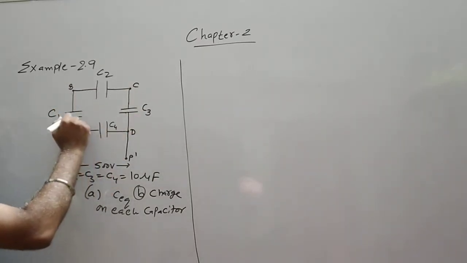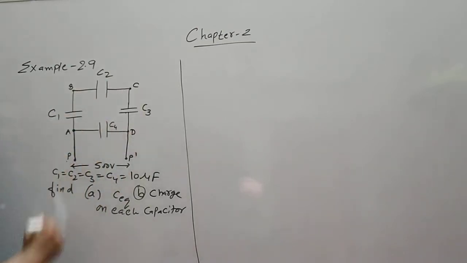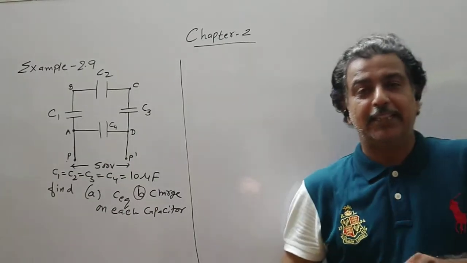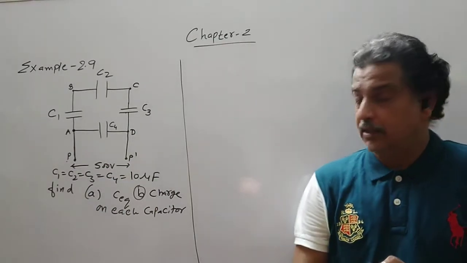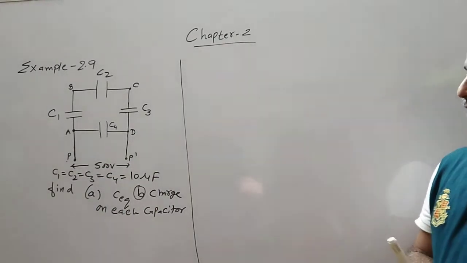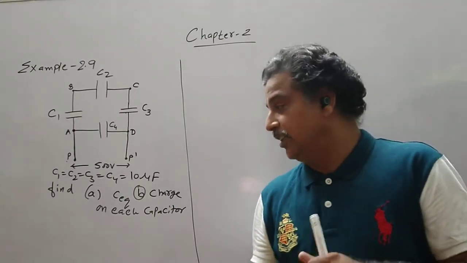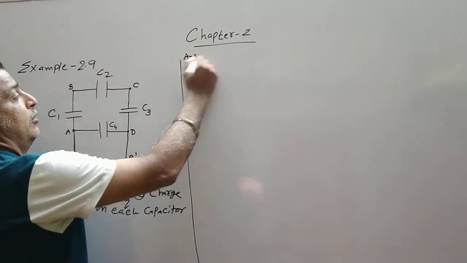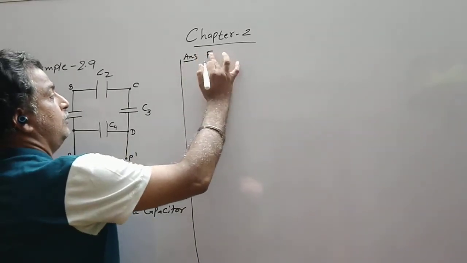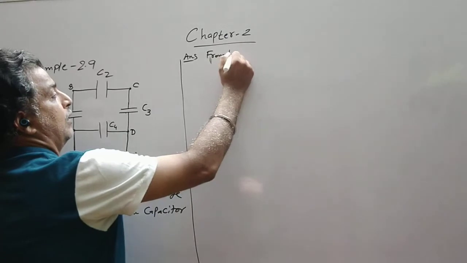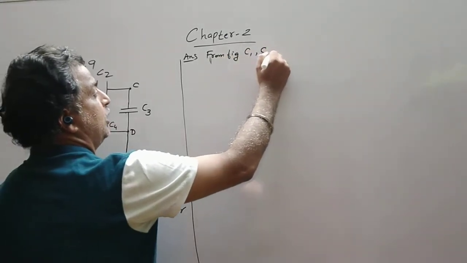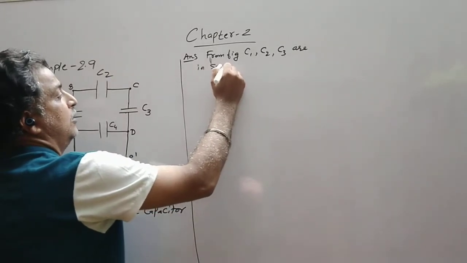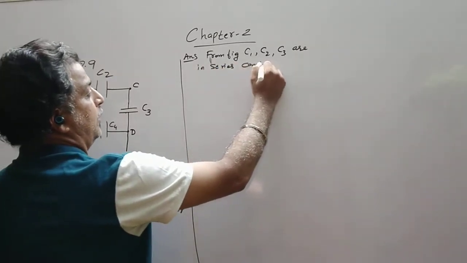Now while moving from A, B, C, D, we find that all the capacitors come in a line and there is no division of the path. So the first thing is, C1, C2 and C3 are in series combination. So from the figure, C1, C2, C3 are in series combination.